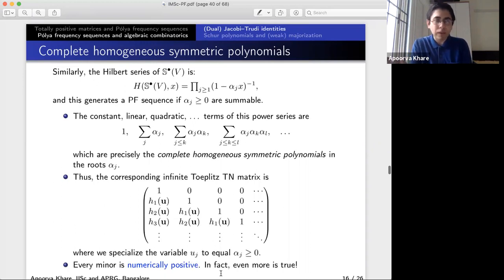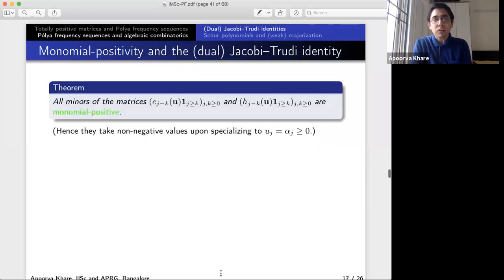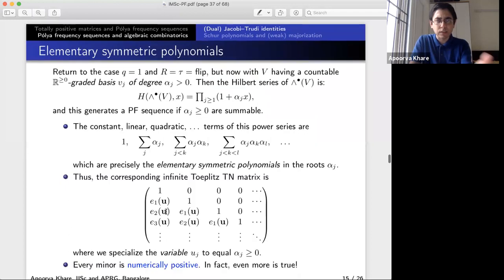And again, even more is true. And now we get to what is true. Well, all minors are not just numerically positive when you specialize, but if you take the determinants of anything here, you get monomially positive quantities. Namely, for example, if I take something like E1 times E1, this square minus this, assume these are variables now. And that is exactly the sum of alpha_j squared plus alpha_j alpha_k. So you get a sum of monomials. There are no negative monomials at all. And therefore, if you have a sum of monomials and you specialize to non-negative real numbers, then you will get non-negative numbers.